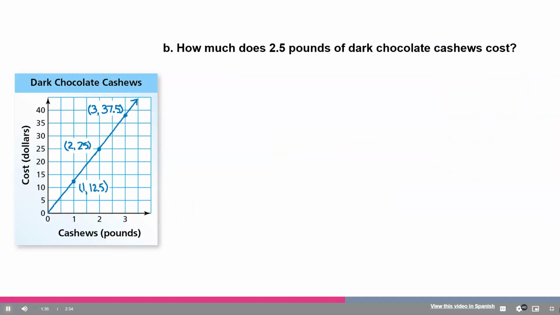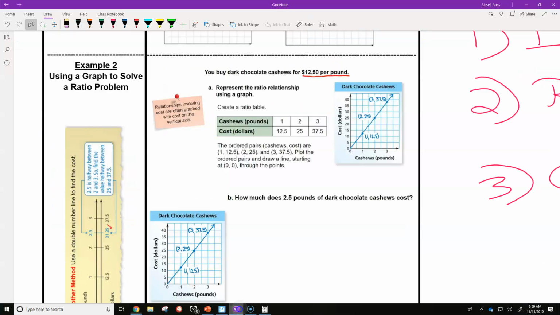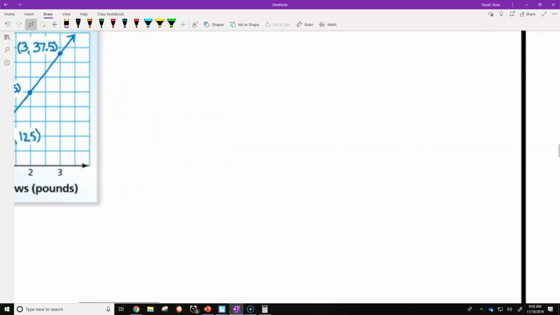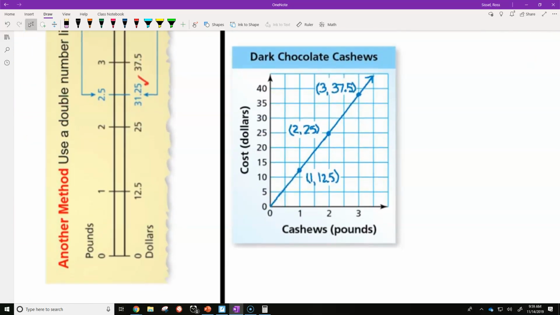Part B. How much does 2 5/10 pounds of dark chocolate cashews cost? You are looking for the cost of 2 5/10 pounds of cashews. Now, they are going to show how to get the real answer, the exact answer. I don't want that right now. Okay? What I want you to do, can anyone show me on here where my answer would be found? So look at your notes. This is on yours. I want to know how much 2.5 pounds of cashews cost.